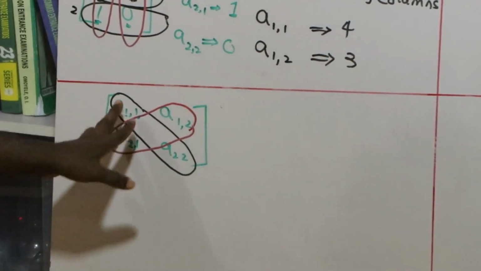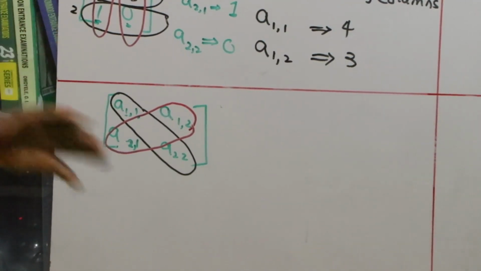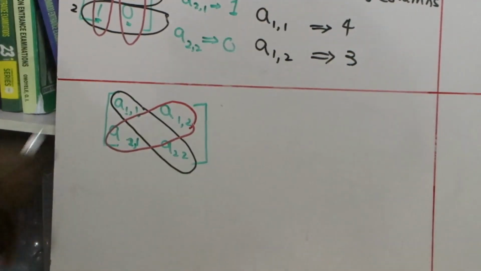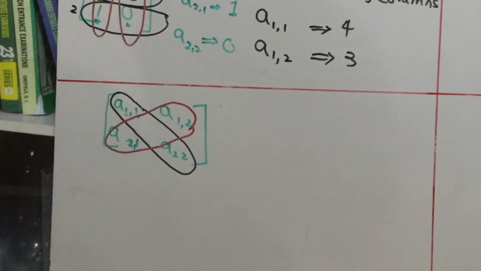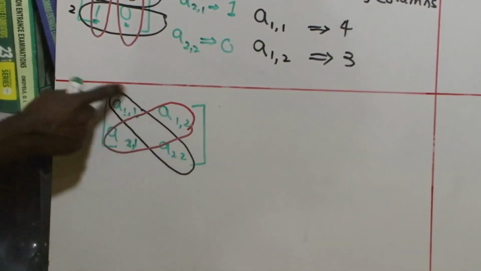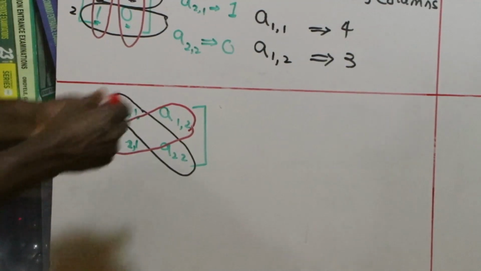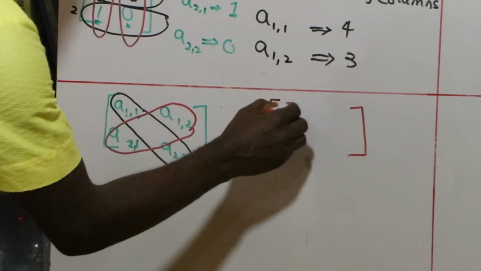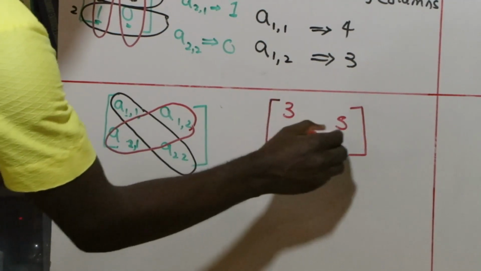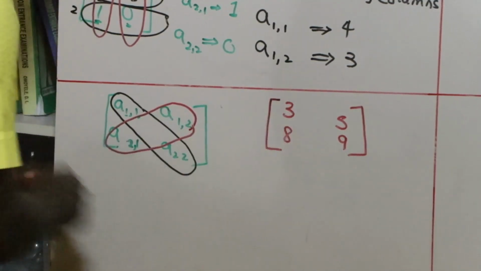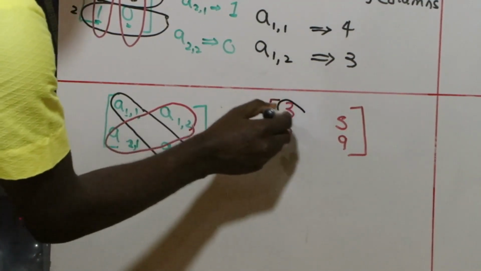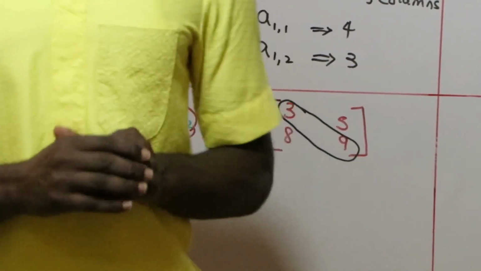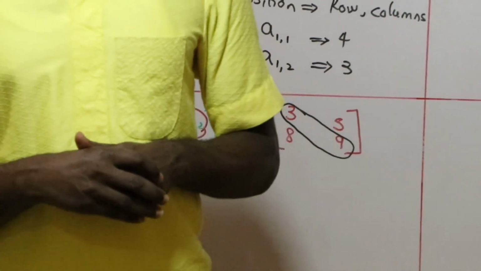Now, because the numbers that represent the positioning of the entries in this black diagonal are the same, 1, 1 and 2, 2, we settle for this as the principal diagonal. So, if this is a square matrix, 3, 5, 8, 9, this will be the principal diagonal of the matrix. And that is the principal diagonal of a matrix.